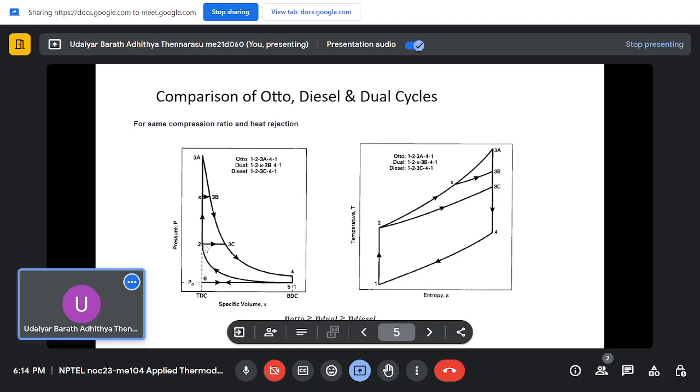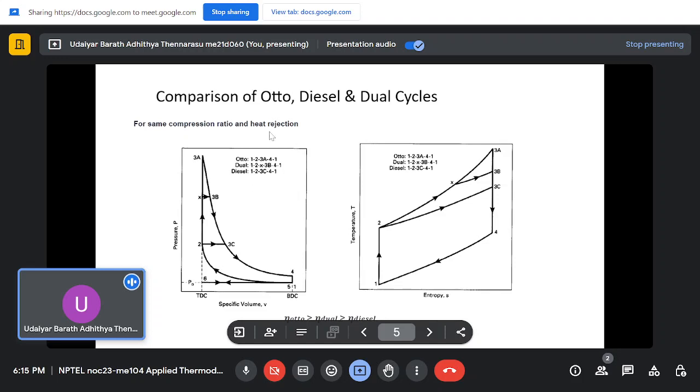Next, if we assume a dual cycle, the heat addition happens in two stages, so 2 to x and x to 3b. So 2 to x is a constant volume heat addition, and then a constant pressure heat addition. Again it will follow the same path and reach state 4. So the dual cycle will be at a slightly higher state, because there is both constant pressure and constant volume heat addition.